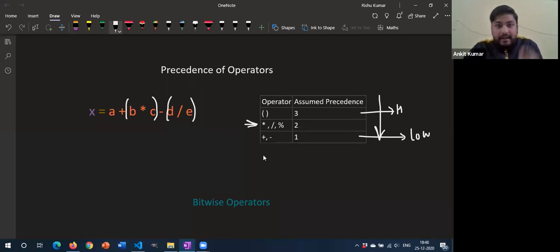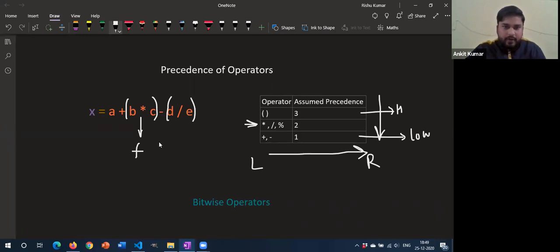Here comes associativity. Associativity is from left to right. So left will have the higher preference, and right will have lower preference. In this case, on the left hand side, you can see the multiplication operator. So first the computer will calculate b into c, then it will calculate d divided by e. Let us suppose after calculating b into c, we got f, and after calculating d divided by e, we got g.